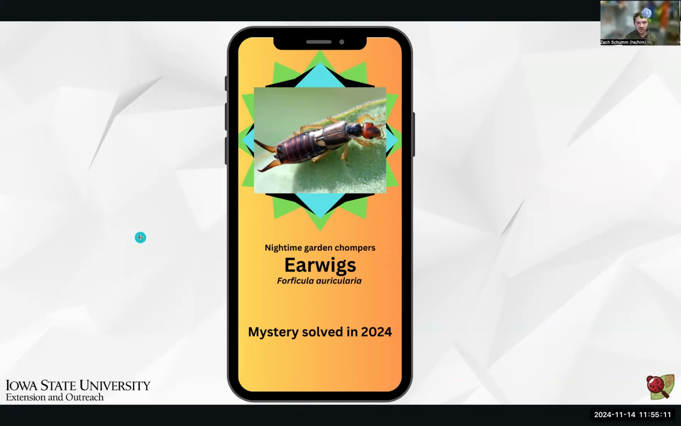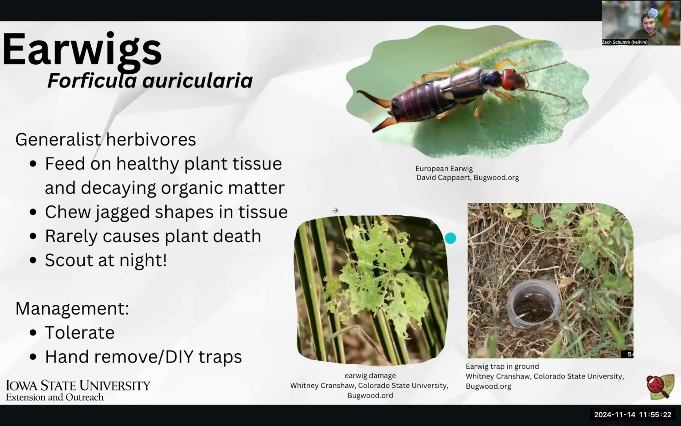The first one was earwigs. I think it was definitely an interesting case with earwigs because a lot of individuals were dealing with them without actually knowing it until we kind of got to the bottom of it. So earwigs are generalist herbivores, and they don't really care much about what they're eating, more or less.